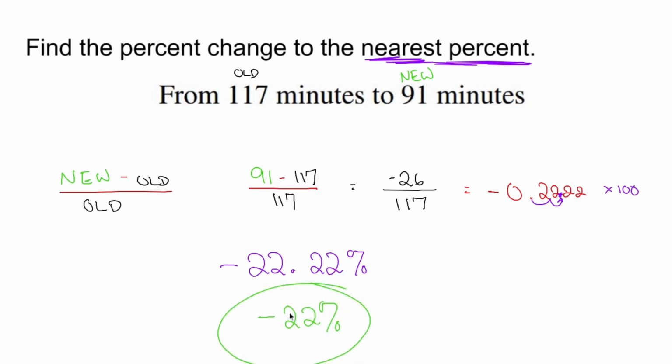Now, if you're wondering what that negative means, that means our number went from a large number to a smaller number. So we're decreasing in value, which means it's a negative percent of change. So there you have it, donezo.